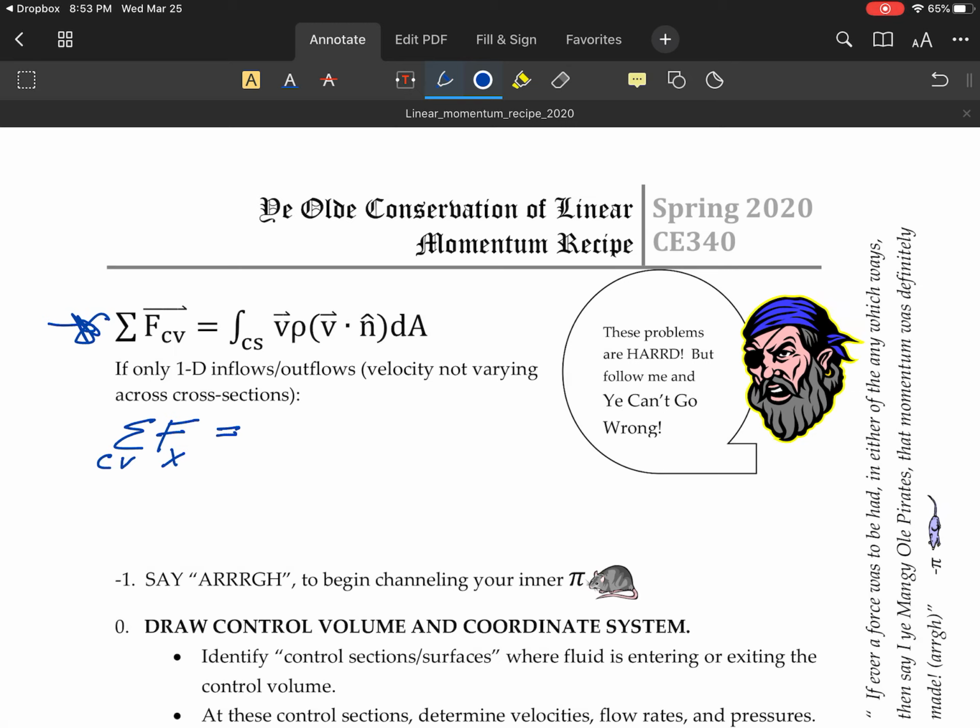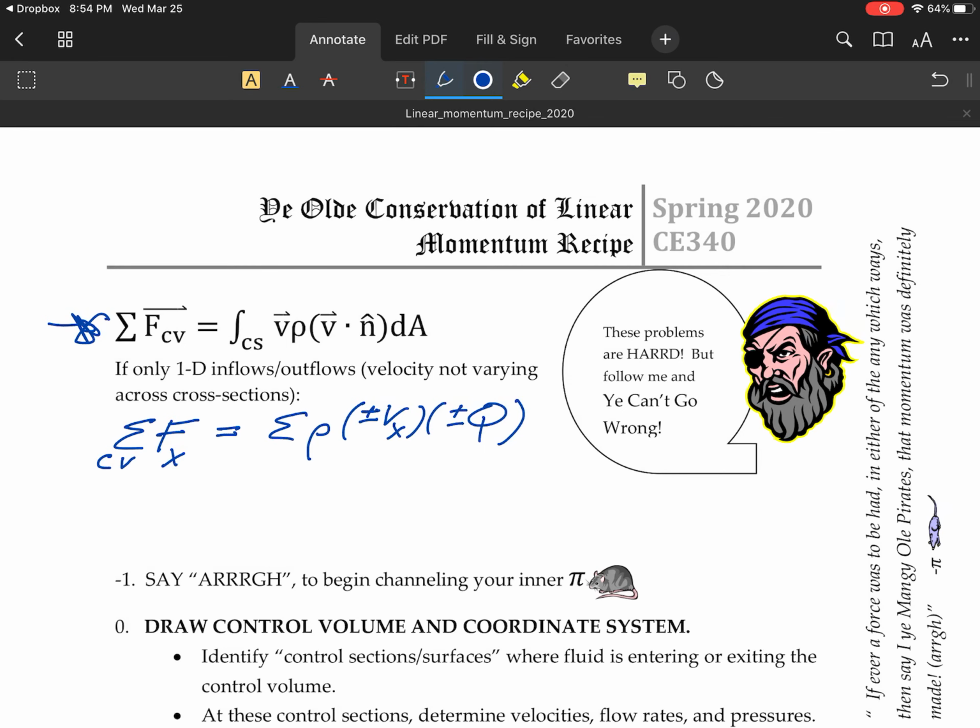And we're going to rewrite this for what we call 1D inflows and outflows, where the velocity is not varying across the cross section. So those end up looking like this. The summation of rho times the x velocity, and there's a sign here to get correct, plus or minus vx, and plus or minus Q.